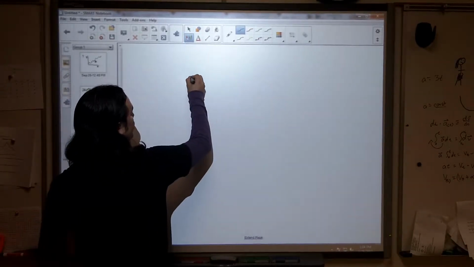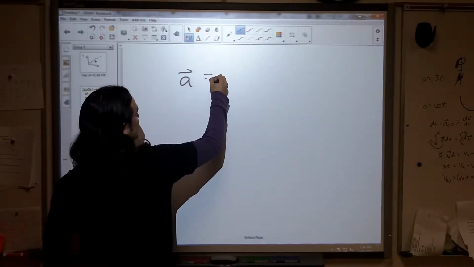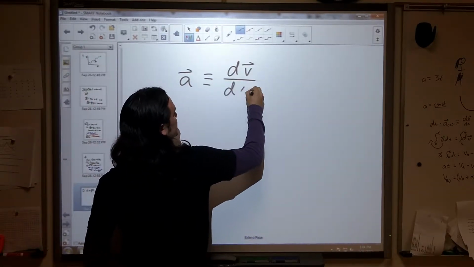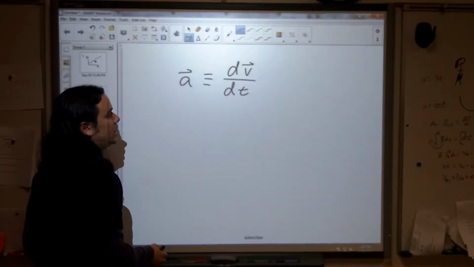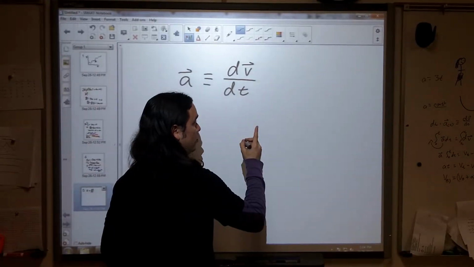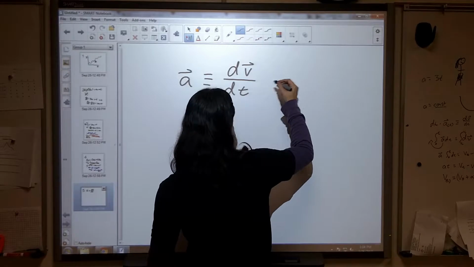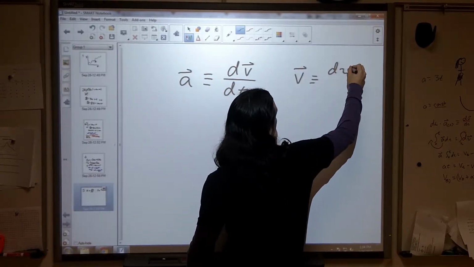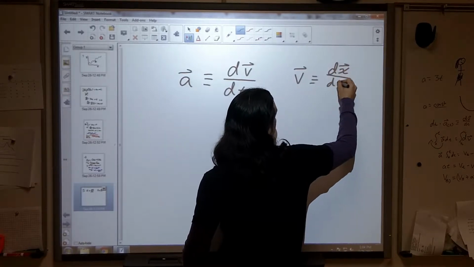One of the definitions that I gave you earlier is that the acceleration is defined to be the derivative of the velocity with respect to time. Another one that we have, and we'll work with it here in just a little bit, is that the velocity is defined to be the derivative of our position with respect to time.